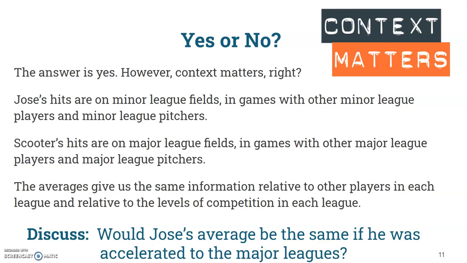Because they are playing in different leagues and different difficulty. So the averages give us the same information relative to other players in each league and relative to the levels of competition in each league. So when you start thinking about that, would Jose's average be the same? Now remember, Jose plays in the minor league. If he were to be accelerated to the major leagues, would he keep that same .295 batting average? I want you to think about that.